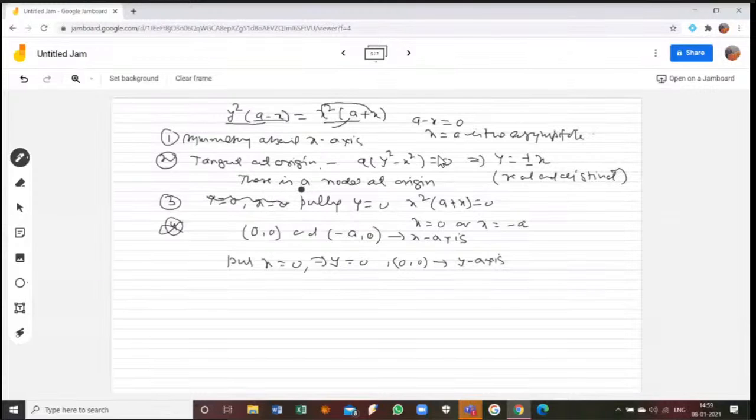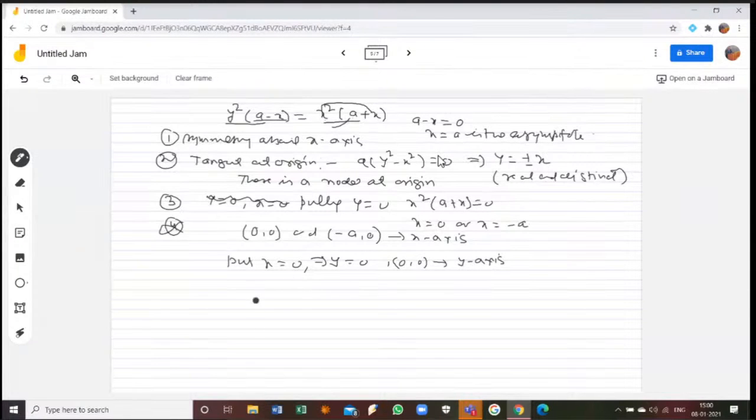Is it clear or not? You have to equate the coefficient of highest power of x and highest power of y. So highest power of x, what is this? This is of x cube. So therefore its coefficient is 1. Therefore there is no asymptote. If it is constant, no asymptote. Here the coefficient of y square is a minus x. That is, x is equal to a is the asymptote.